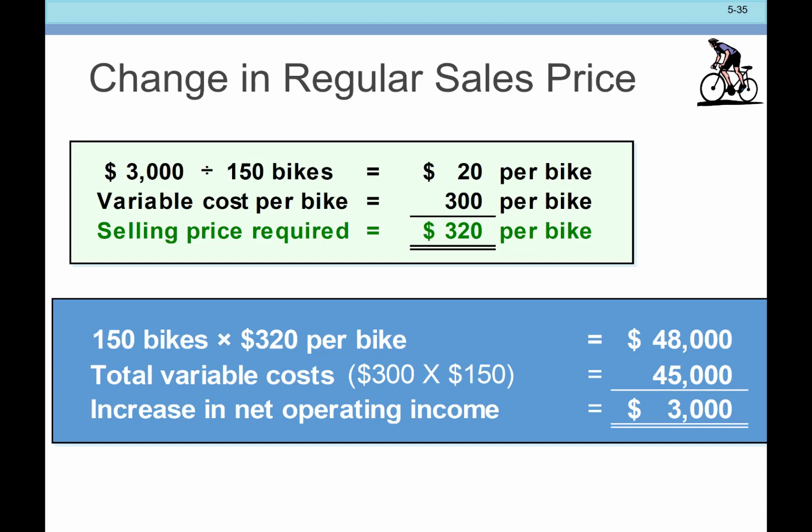What's wrong with this? What's a potential problem with this? How much were we selling our bikes for before? How much were we selling our bikes for earlier in these problems? In this example, 500, right? Now we've come down to 320.